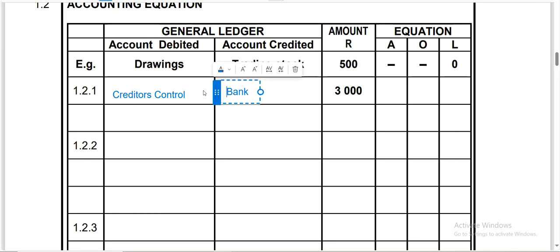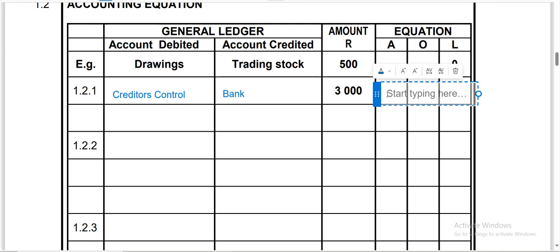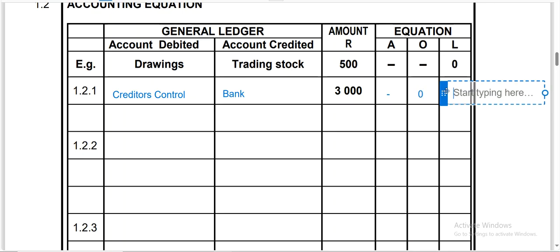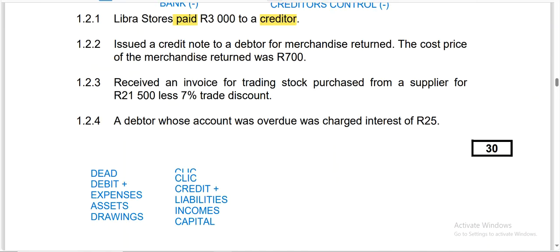But remember what is happening here. You are paying, guys, and then your money is decreasing. So it means the sign here will have to be a minus. And then remember, the second account, which is creditors control, it's a liability account. So it means that owner's equity is not affected and our liabilities are declining because we are now paying. Okay, and then we go to the second transaction.